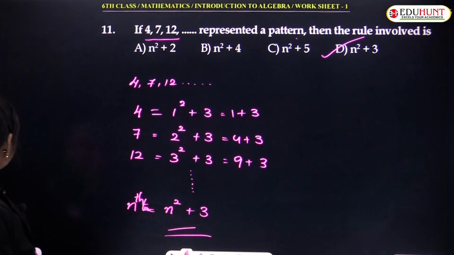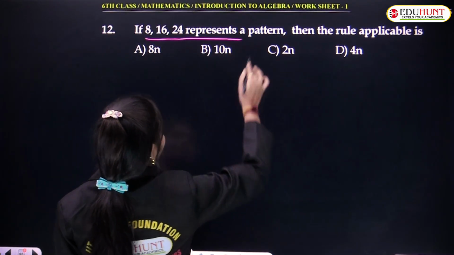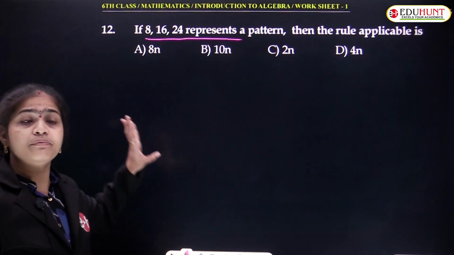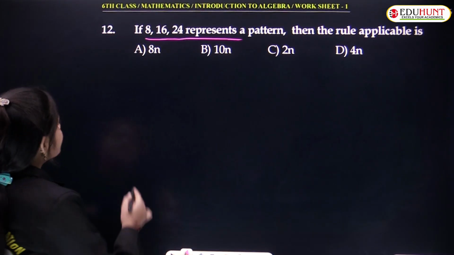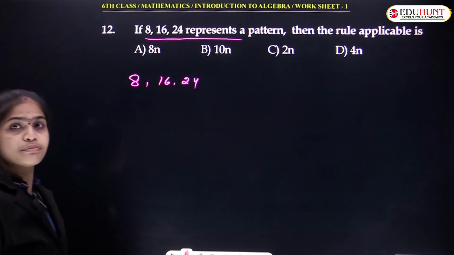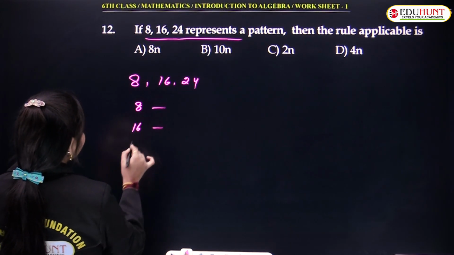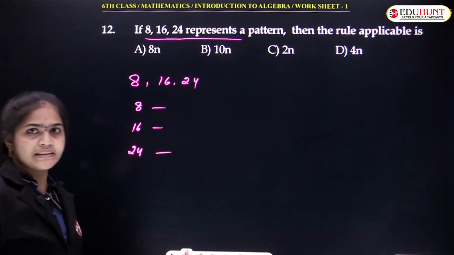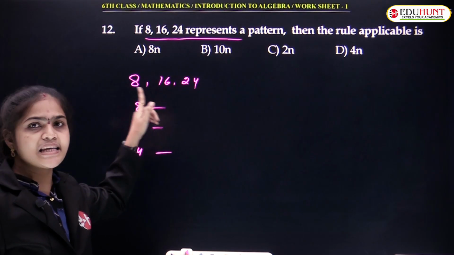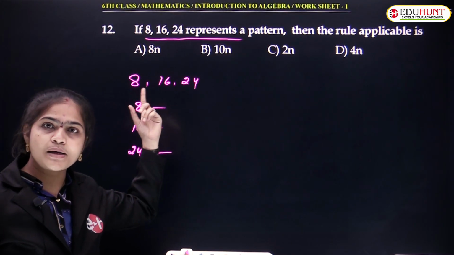The 12th question says that if 8, 16, 24 represents a pattern, then what rule can we apply here? See here, 3 numbers they have given, and this follows a pattern. What is that? 8, 16, 24. Just observe, children: the second number, 16, is a multiple of 8. The third number, 24, is also a multiple of 8.